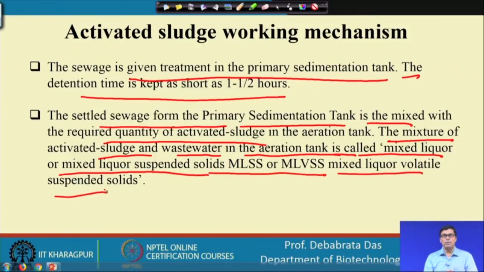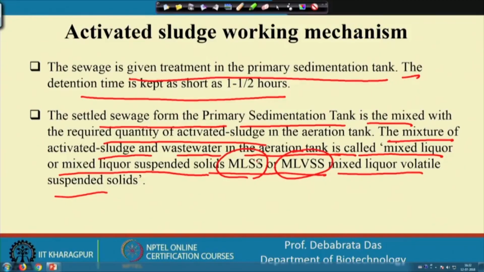Now, here I want to point out that we have come across two things, MLSS and MLVSS. What do we mean by that? MLSS means mixed liquor suspended solid. What do we mean by suspended solid? It is solid material that remains in the liquid. And what is the volatile suspended solid? It is the organic material. And we know that microorganisms basically comprise organic material.